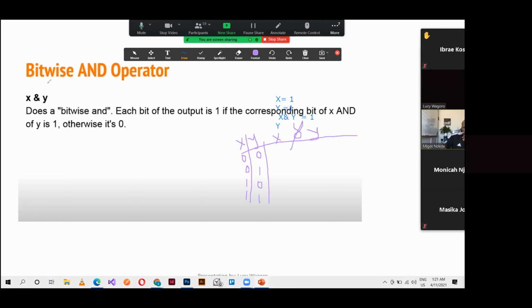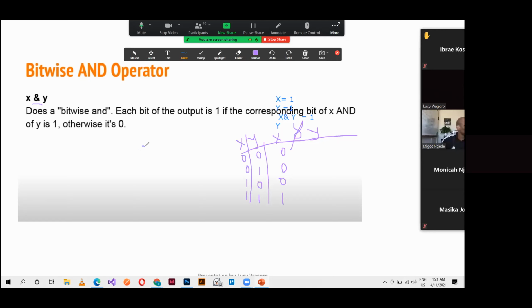So when we are using the AND bitwise operator, then in case we have X as a 0 and Y as a 0, X and Y is a 0. Here it is a 0. Here it is a 0. And here it is a 1.